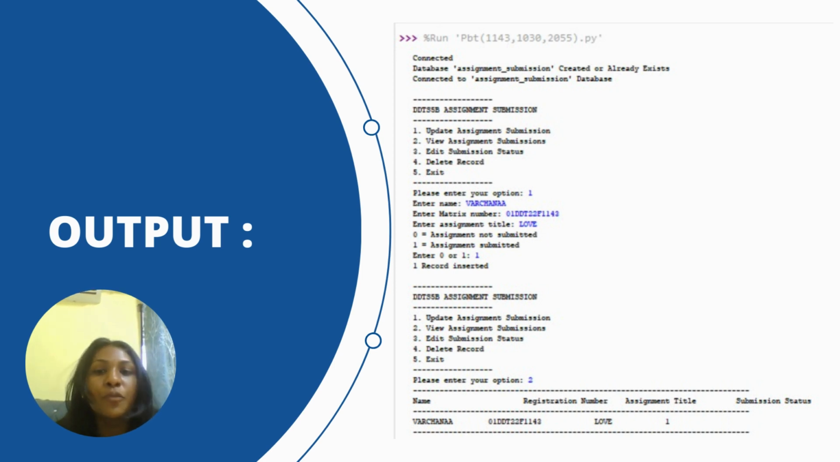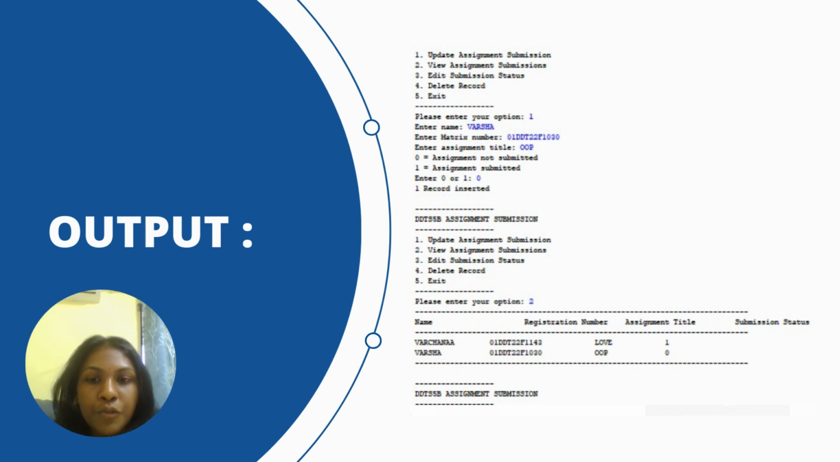If you want to view the thing that you updated just now, you can put option number 2, which is view assignment submission. This is how it will show. You can see name, registration number, assignment title, submission status. The name is Varchana, registration number is 01DDT22F1143, and the assignment title is love, and submission status is 1.